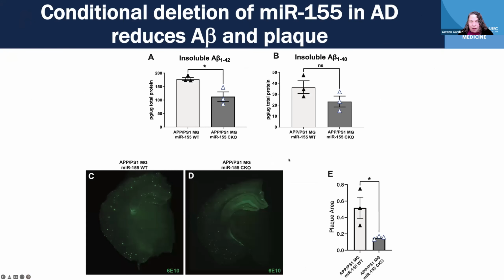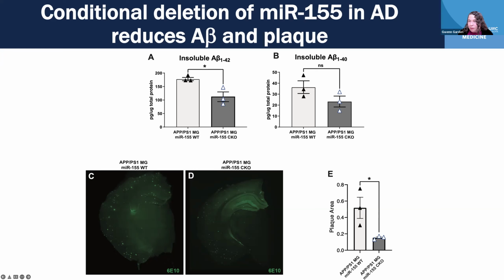So the first thing we looked at is whether or not our hypothesis was true, that A beta would be removed more effectively by mice that lost miR-155 from their microglia. And we saw that that actually was the case. Looking biochemically at A beta, we saw a reduction in insoluble A beta. Looking at plaque, we also saw a reduction in plaque relative to either corn oil treated mice or mice that didn't have the miR-155 floxed gene. And when we measured the plaque area, we saw a big reduction.